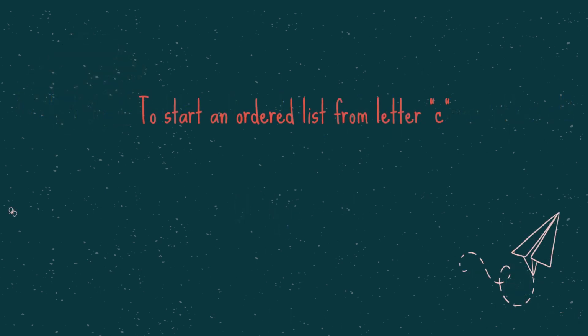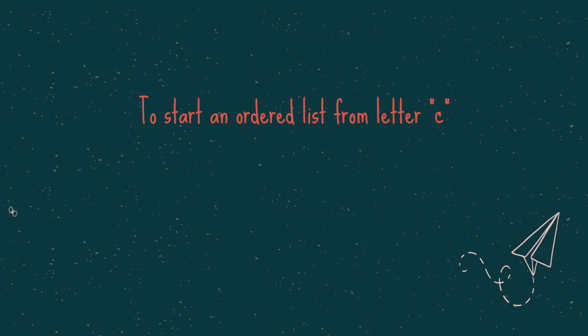Second question is to start an ordered list from letter C. Again, we are going to start the ordered list. For that, we will use the OL tag. Now, the list should start from small c. So the numbering style is small abc, that is lowercase letters. And it should start with C, that is the third letter.